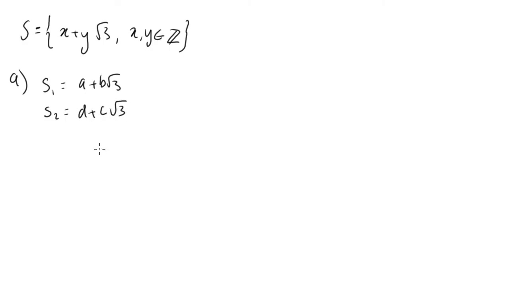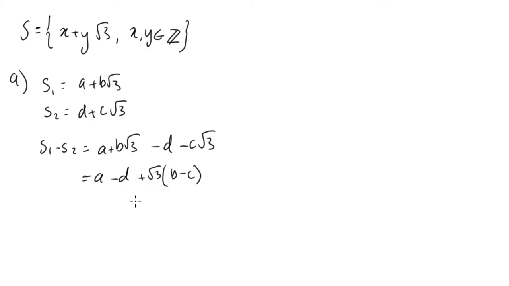Let's combine these two elements using the group operation. S1 minus S2 is equal to A plus B root 3 minus D minus C root 3. We can collect like terms: this is equal to A minus D plus root 3 lots of B minus C. We also have to define that A, B, C and D belong to the integers, a small statement we should have defined at the start.